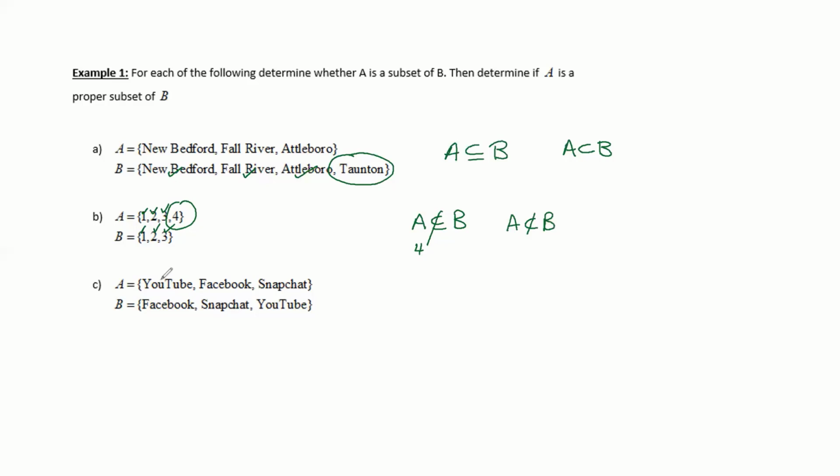C. A is the set with YouTube, Facebook, and Snapchat. B is a set with Facebook, Snapchat, and YouTube. Is A a subset of B? Let's check. Is YouTube in there? Yep. Is Facebook in here? Yes. Is Snapchat in here? Yes. So A is a subset of B because every element of A is already in B. Is A a proper subset of B? No, A equals B. So it is not a proper subset of B.